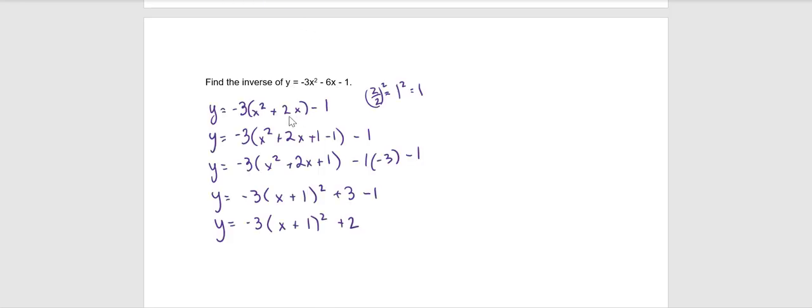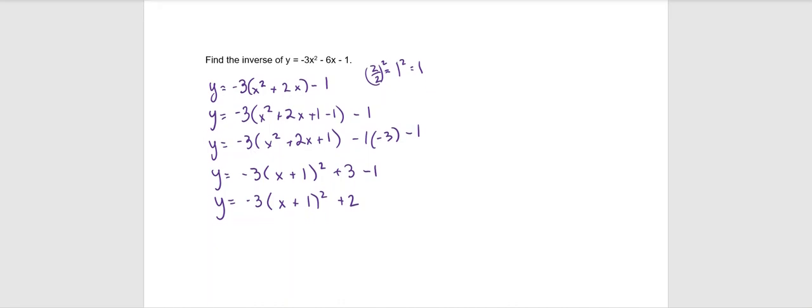So here we have changed it to vertex form by, first of all, common factoring out the negative 3 from the first two terms, and then taking the new b value, dividing by 2 and squaring it, taking this value and adding it and subtracting it within the brackets, then factoring out the negative 1 and multiplying it by that negative 3 in front.